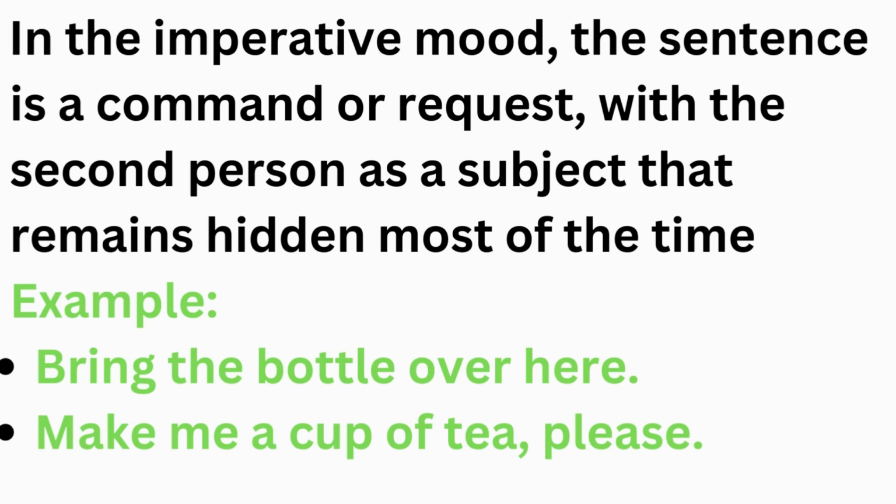When you give somebody a command or you make a request, you don't normally say you bring the bottle over here. No, so you is omitted. You simply say bring the bottle over here. Again, you don't say you make me a cup of tea, please. You omit the subject and you simply say make me a cup of tea, please. So this is the rule that applies to imperative mood, or what we call the imperative sentence.